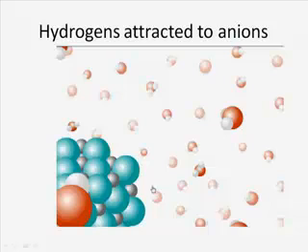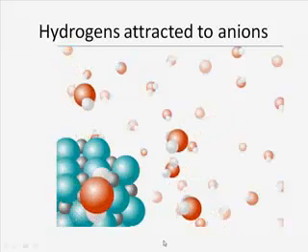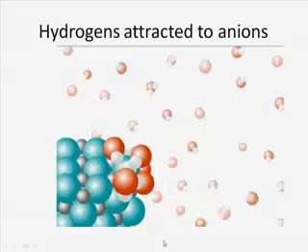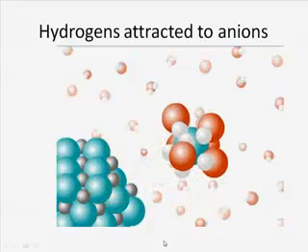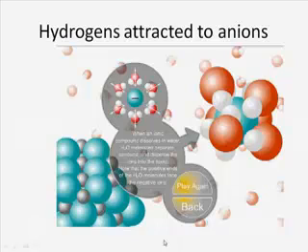Okay, and now what we're going to see is the water molecules, the positive hydrogen is going to come in, orient themselves towards the negative ion, and surround it and pull it away from the structure. So now we're getting our anion and then pull it away.